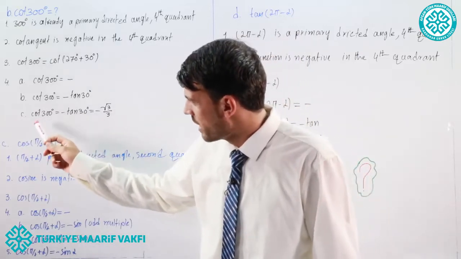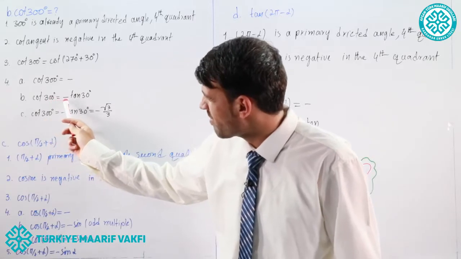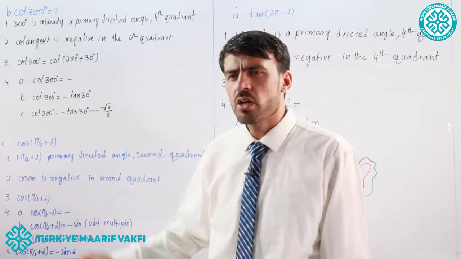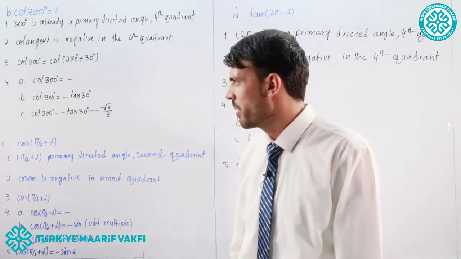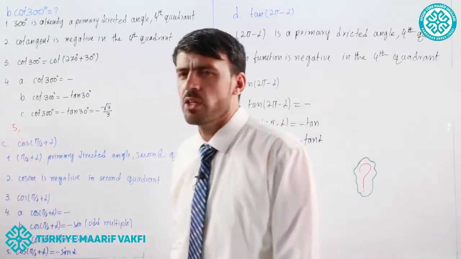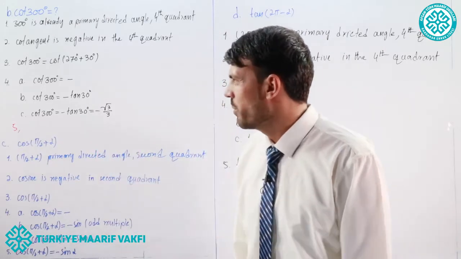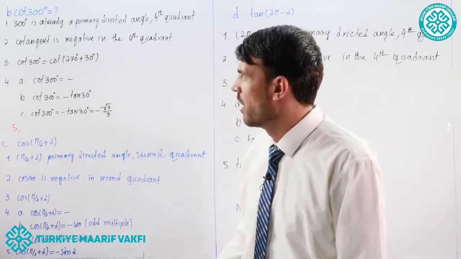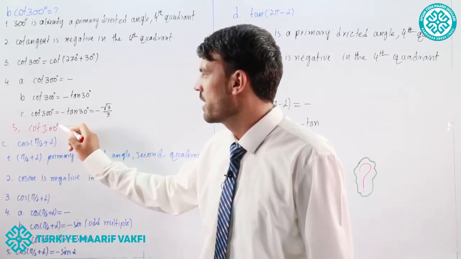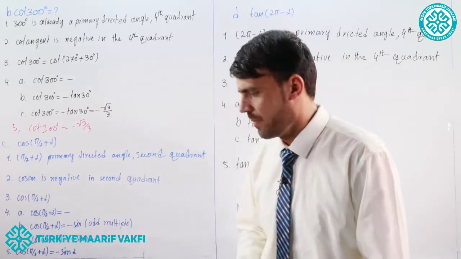So in the third step, remove the quadrantal angle. If we remove the quadrantal angle, only 30 degree will remain. And in the fifth step, we should find the value for the remaining angle, and the value of the remaining angle will be square root 3 over 3. So finally the answer is cotangent of 300 degree is minus square root 3 over 3.